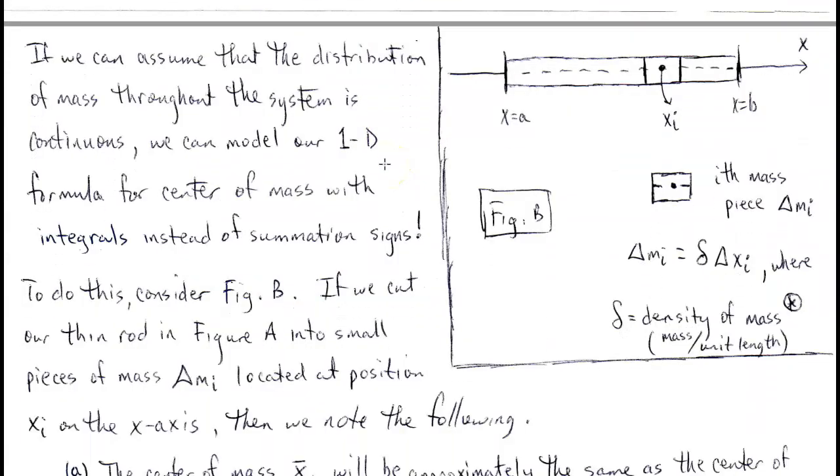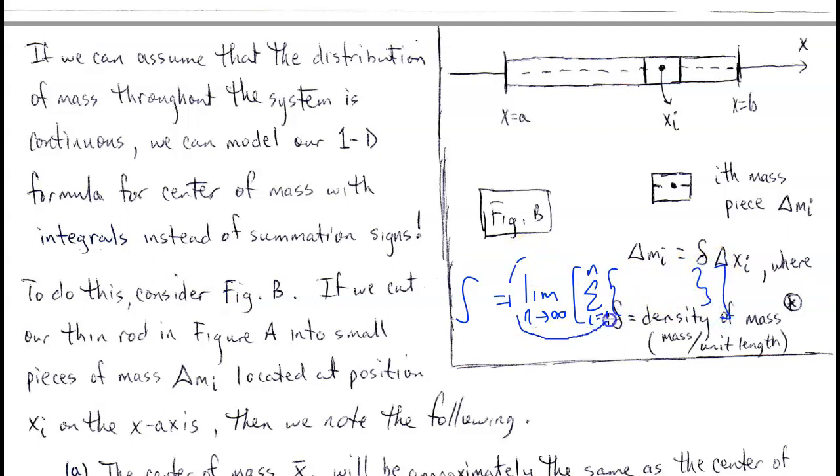So if we can assume that the distribution of mass throughout the system is continuous, keyword is continuous, we can model our one-dimensional formula for the center of mass with integrals instead of summation signs, okay? And so you have to remember here that integrals actually come from saying the limit as n approaches infinity of the infinite sum of something else, okay? And so whatever this stuff is here is what it is.